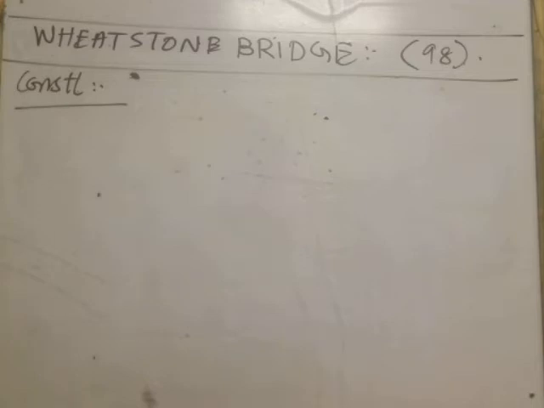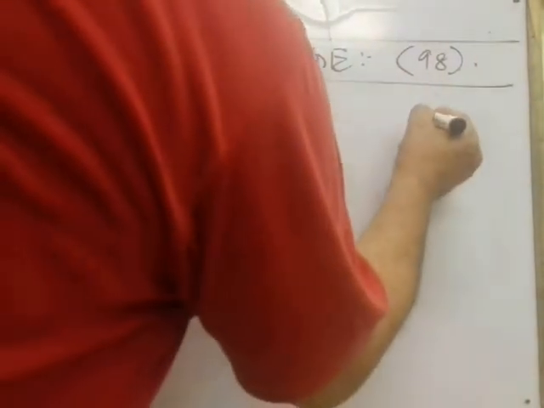The Wheatstone Bridge is given on page number 98 of the class 2nd year book. This bridge was first proposed by Wheatstone, an English telegraph engineer, for measuring accurately the value of the unknown resistance. The construction of the Wheatstone Bridge is given here.